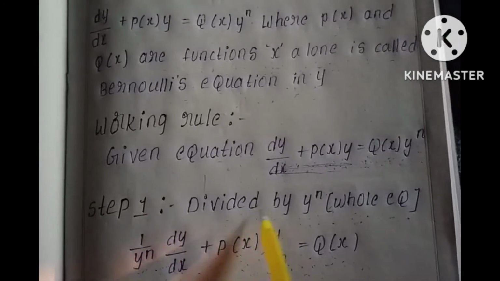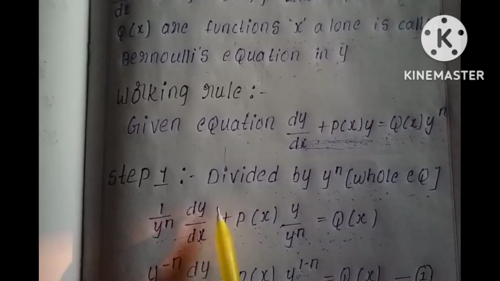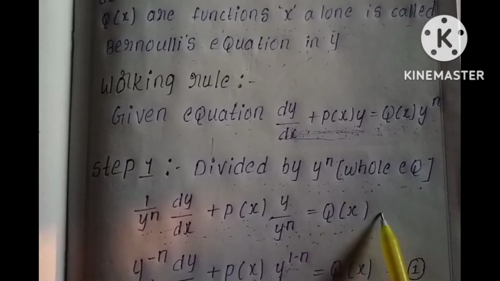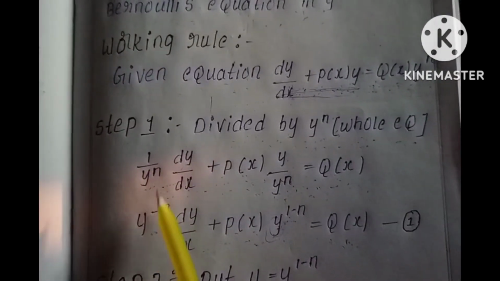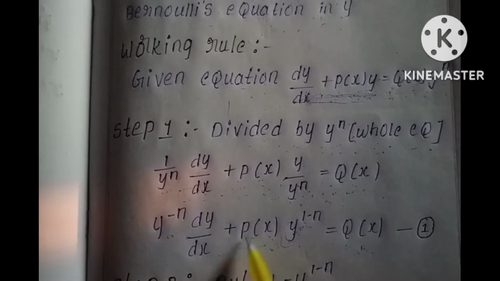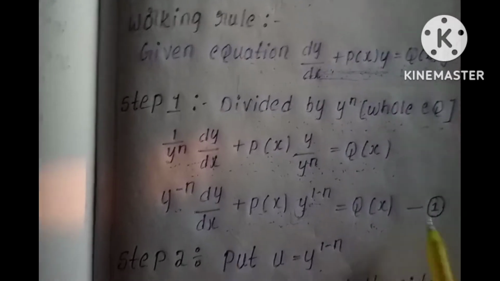Step 1. Divide by y power n. This is the given equation. 1 by y power n dy by dx plus p of x into y by y power n is equal to q of x. 1 by y power n is nothing but y power minus n, into dy by dx plus p of x into y power 1 minus n is equal to q of x. This is equation 1.